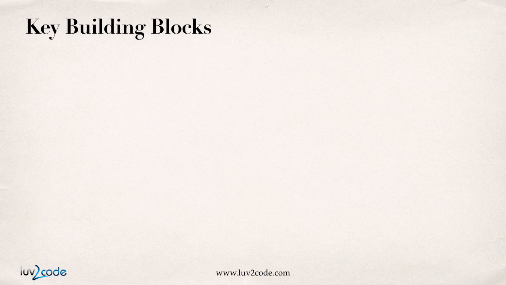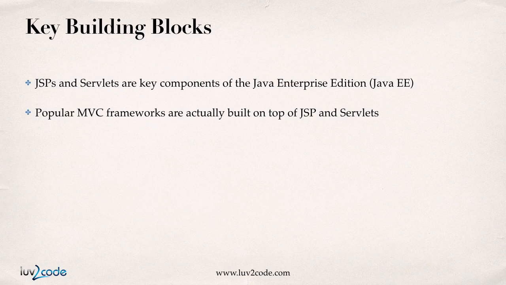JSP and servlets are the key components of the Java Enterprise Edition. They're the most popular pieces of technology, and I always like to say they're the bread and butter, because a lot of popular MVC frameworks actually use JSP and servlets. So for example, Spring, JSF, and Struts, they all use JSP and servlets at the low level. Now, when you're using these technologies, you may not see it directly at the high level, but behind the scenes, Spring, JSF, and Struts all make use of JSP and servlets. So they're the key components of the Java Enterprise Edition. So by understanding JSP, this will help you when you move forward if you use some of those frameworks later on in your career.